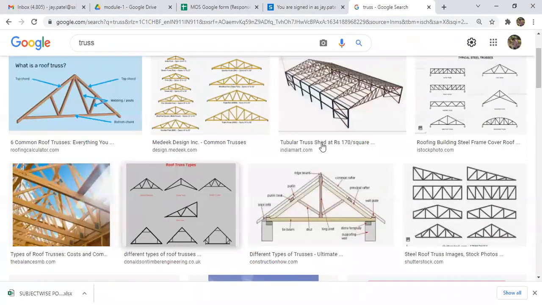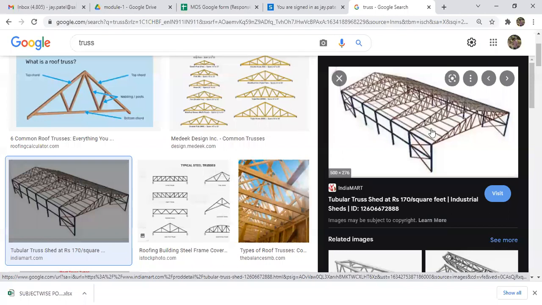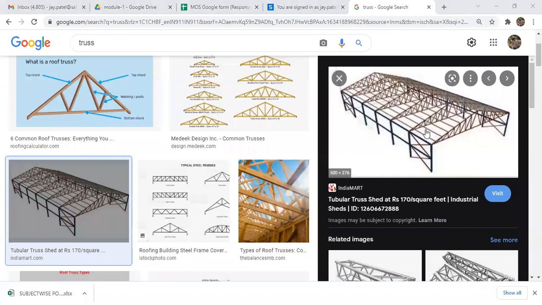Industrial structure, like the Vatva site, GMDC, anybody, I think you have seen. This structure is nothing but an example of this. Is it clear or not?